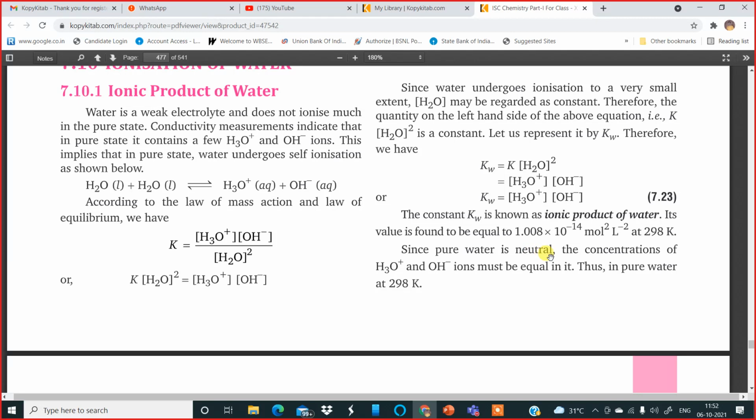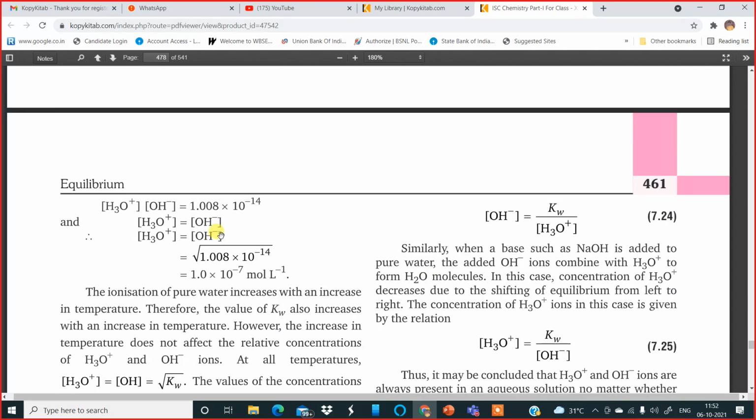Since pure water is neutral, the concentration of these two ions must be equal in it. Thus, in pure water at 298 Kelvin, if you multiply these two, this is the value of the ionic product of water. So they are equal. You have to take the square root of this. So we get a value for each of the concentrations of hydronium and hydroxyl ion as 1.0 into 10 power minus 7 moles per liter.